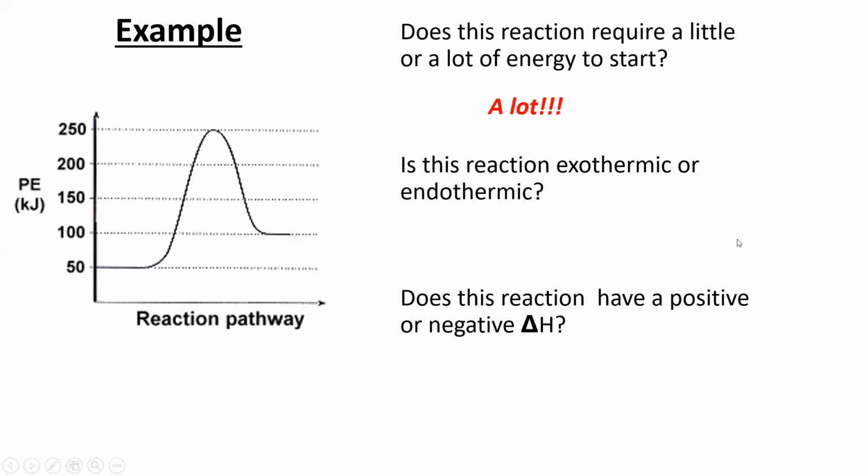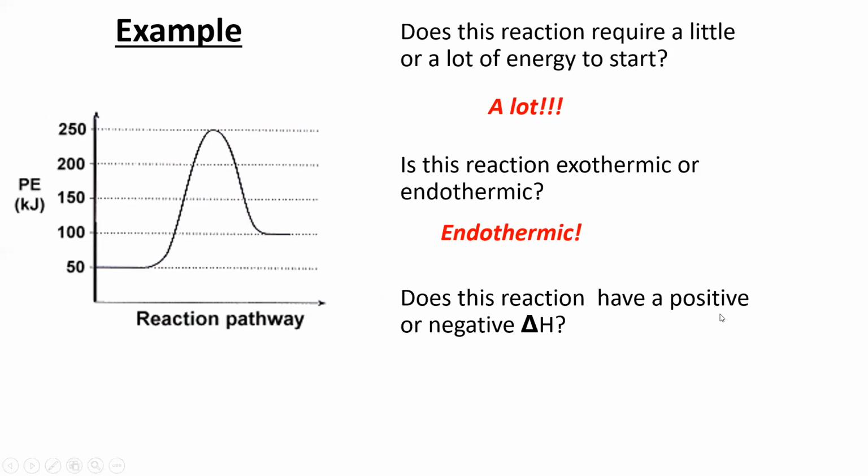Is this reaction exothermic or endothermic? Well, we have a higher product energy than we had reactant energy, right? So we ended with more than we started with. So that means that we're going to have an endothermic reaction. Energy was pulled in from the surroundings, which would have made the surroundings colder in order to change the energy level of our products.